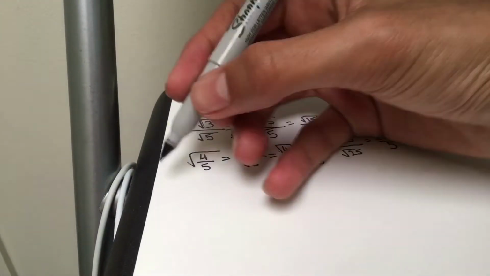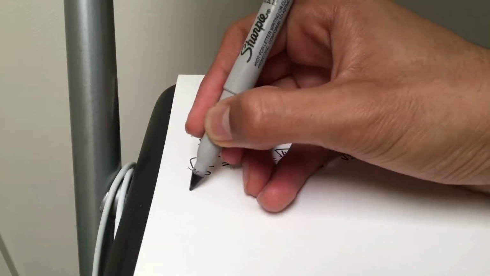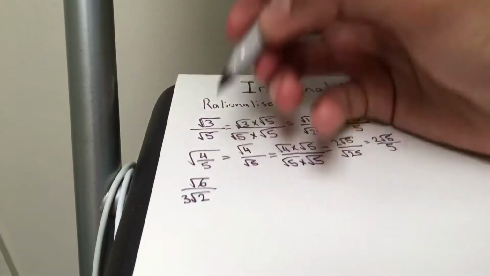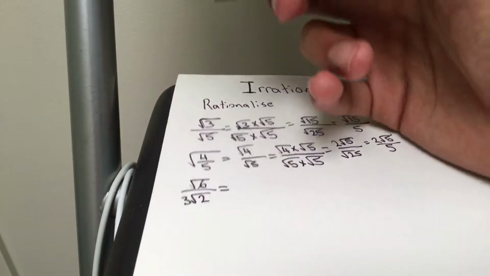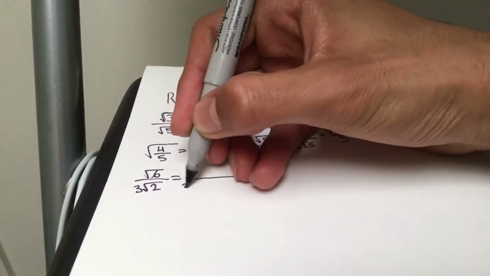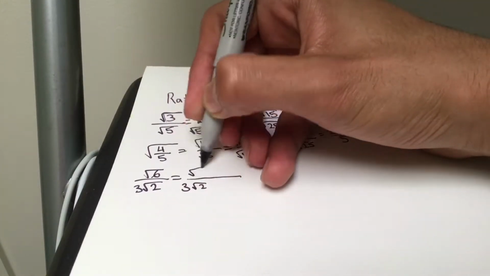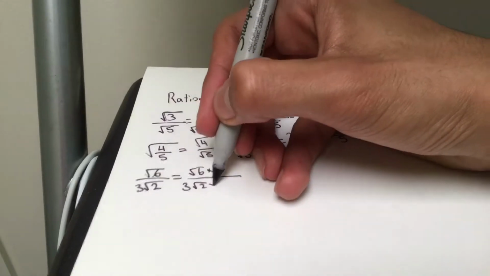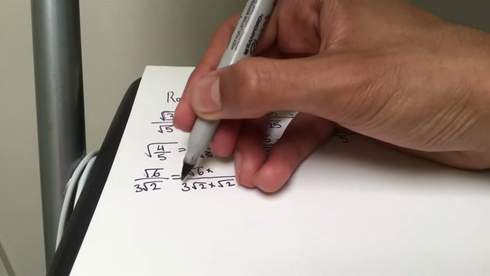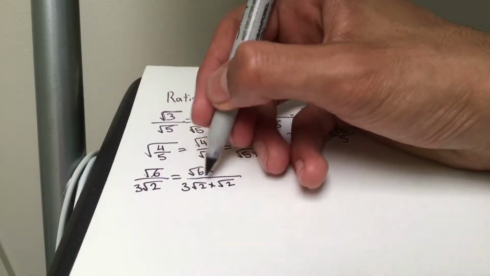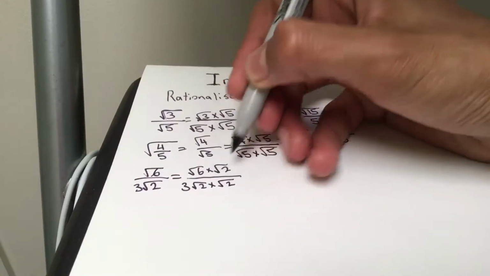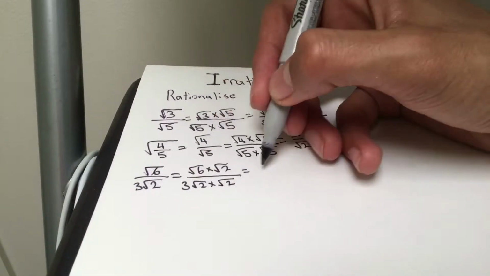Okay, now let's move on to a harder question. Let's do square root 6 over 3 square root 2. Okay, so the first step is to get rid of the radical sign. So by doing this, we're going to times it by square root 2. By the way, don't times it by 3 because it's not needed. We only need to get rid of the radical sign. So we're going to times it by square root 2 to both the top and bottom.